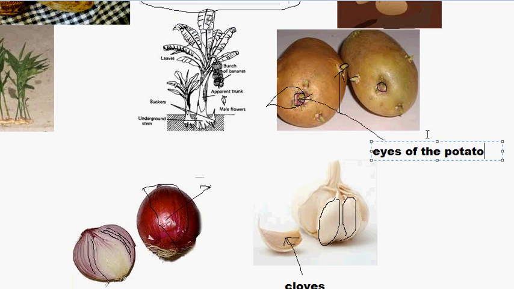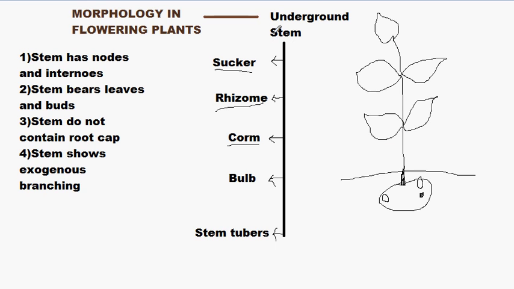So we have discussed in detail all the types of classification of the underground stem, the sucker, the rhizome, the corm, the bulb, and the stem tubers, and we have completed the stem part. And in the next videos we will move on to the leaf, and we will understand the leaf.